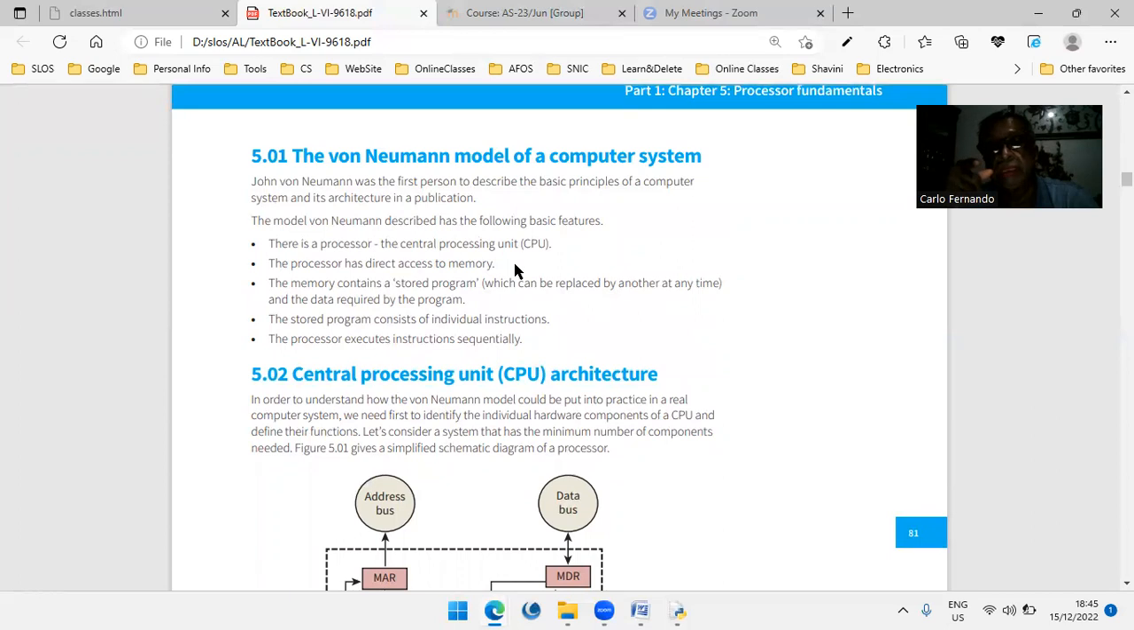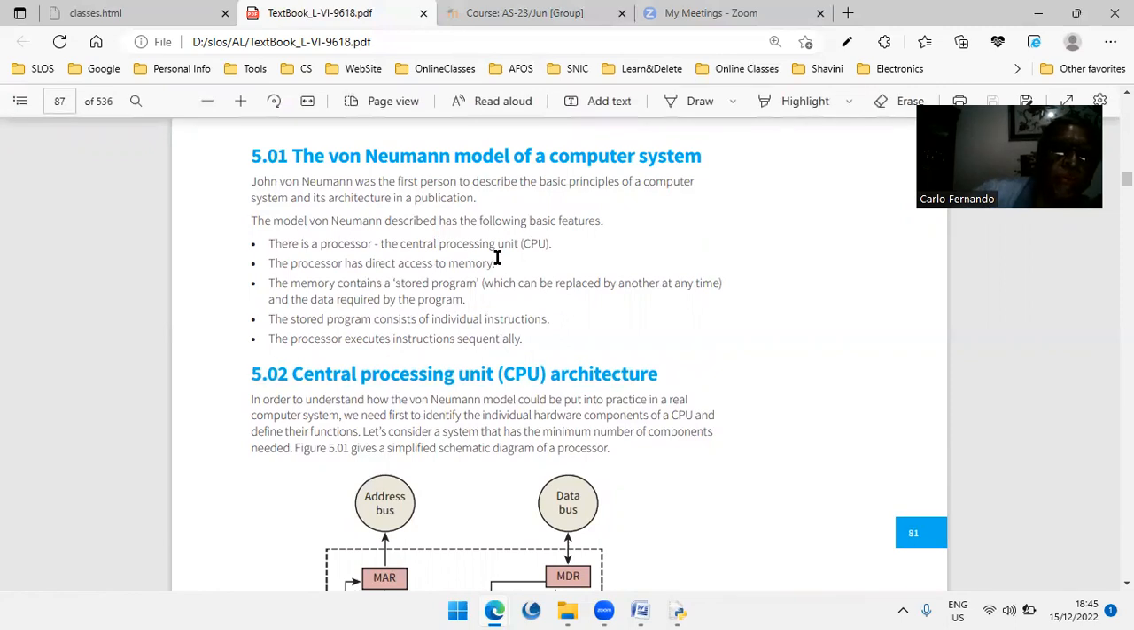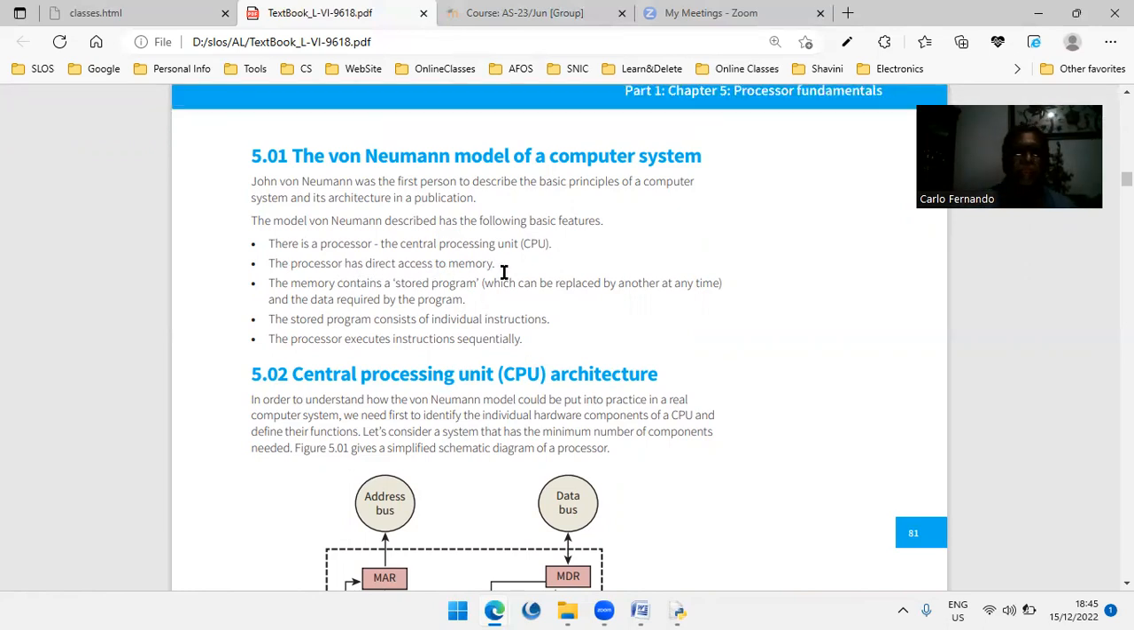Direct access to memory. So which means we have to learn from these things what is not said. They are stingy. They won't give you all the details. We have to learn something from this. Does it mean that there is indirect access also? Yes, there could be, no? The processor has direct access to memory. Right? So let's just keep that in mind.